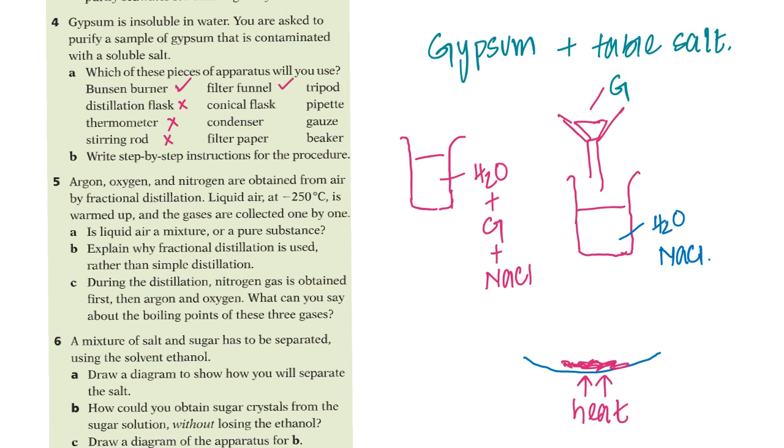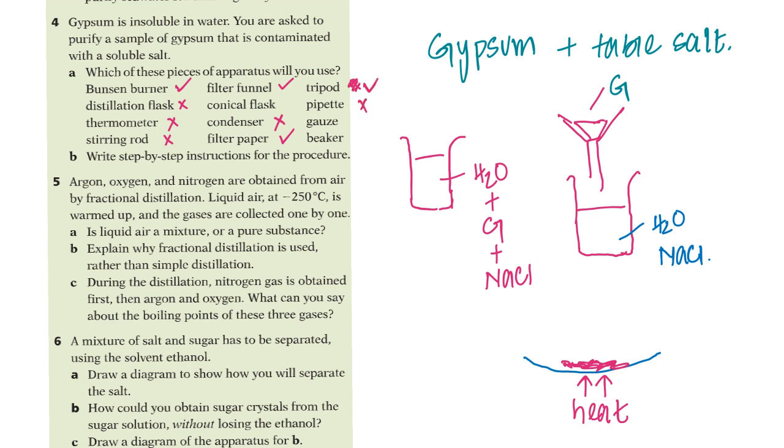Filter funnel, yep. Conical flask, I could use it, don't really need it. Maybe I could do all of this in a conical flask. I don't really need a condenser. I'm gonna come back to conical flask. Filter paper, yes. Tripod, don't really need a tripod. Why would I use? Maybe a tripod to heat it. Yeah, I think to heat it, a tripod could be useful.